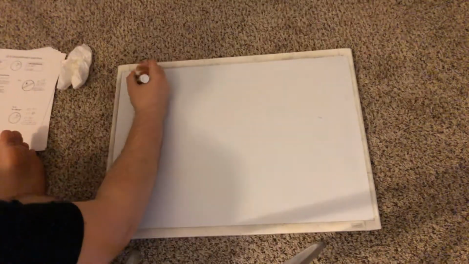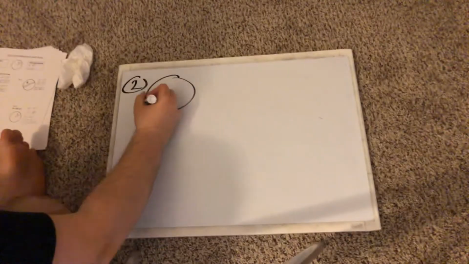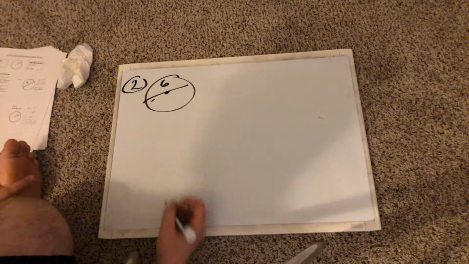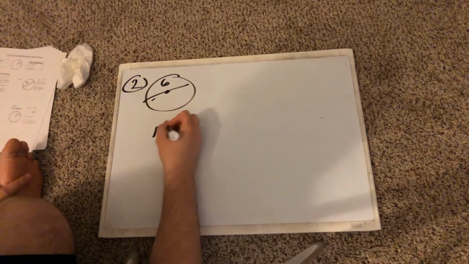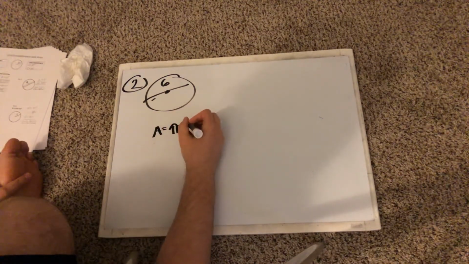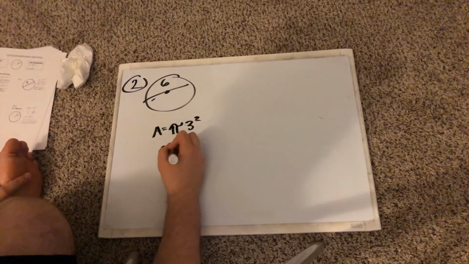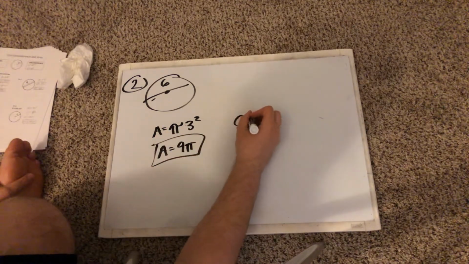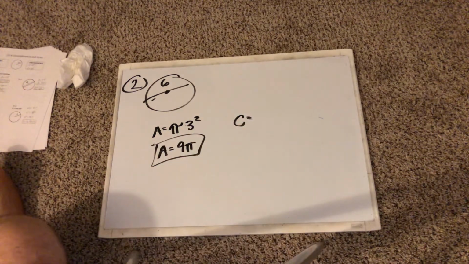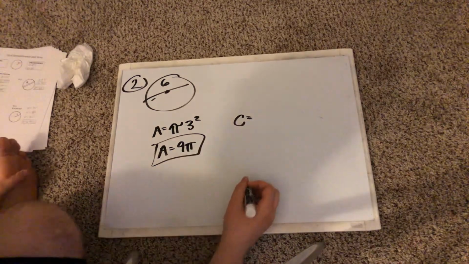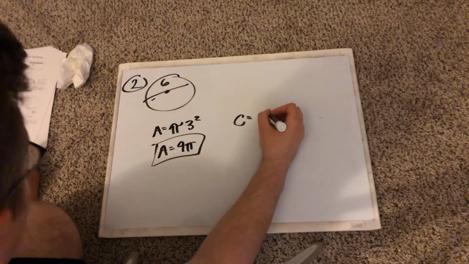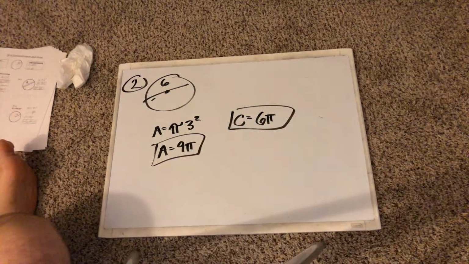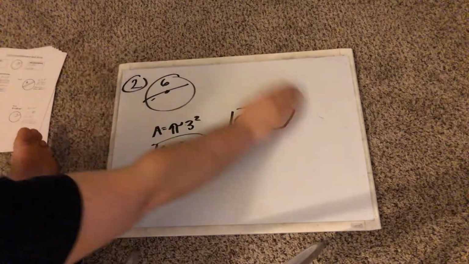For number 2, this whole thing is 6, so this is the diameter. So the radius has got to be 3. So the area is pi times 3 squared, which is 9 pi. For the circumference, I can do 2 pi r, or I can just do the diameter, which is 6, times pi. So that's it for number 2. Pretty easy.